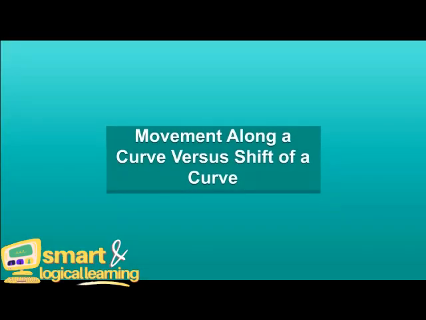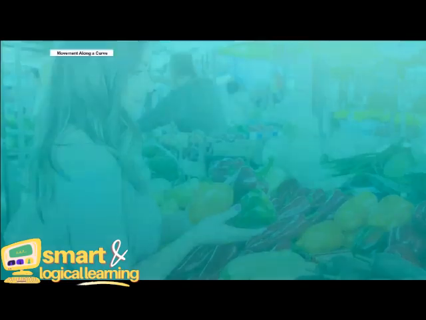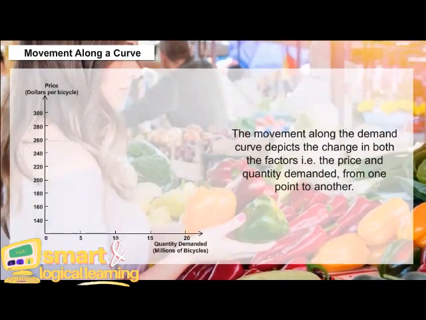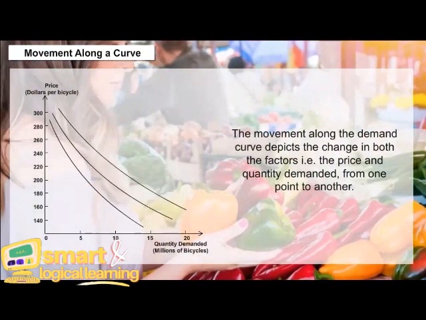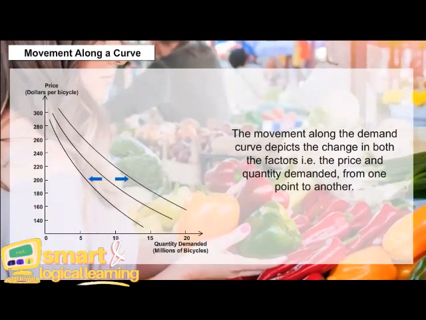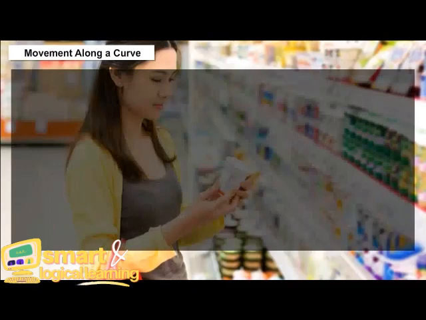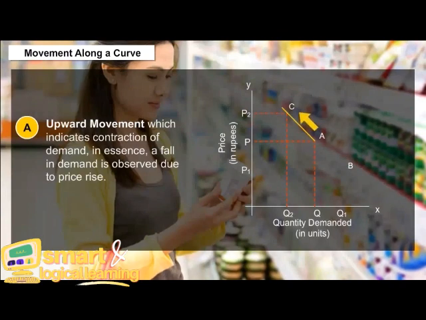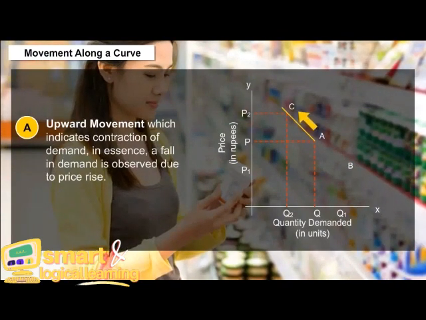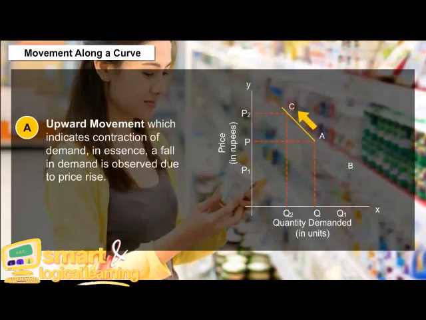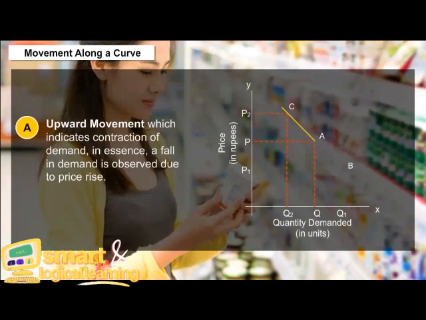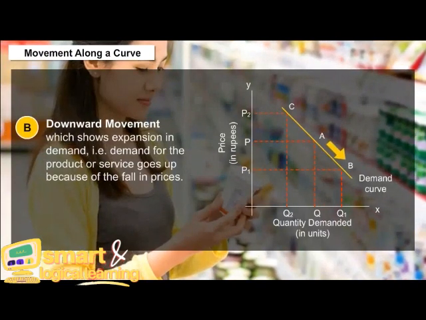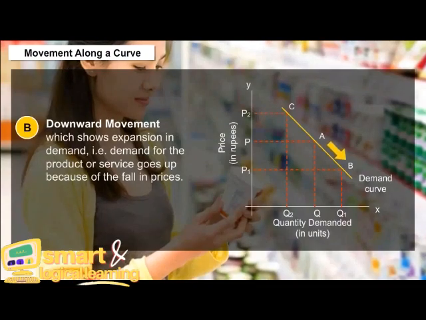Movement along a curve versus shift of a curve. Movement along a curve. The movement along the demand curve depicts the change in both the factors, that is the price and quantity demanded, from one point to another. The movement along the curve can be in any of two directions. A. Upward movement, which indicates contraction of demand. In a sense, a fall in demand is observed due to price rise. B. Downward movement, which shows expansion in demand, that is, demand for the product or service goes up because of the fall in prices.